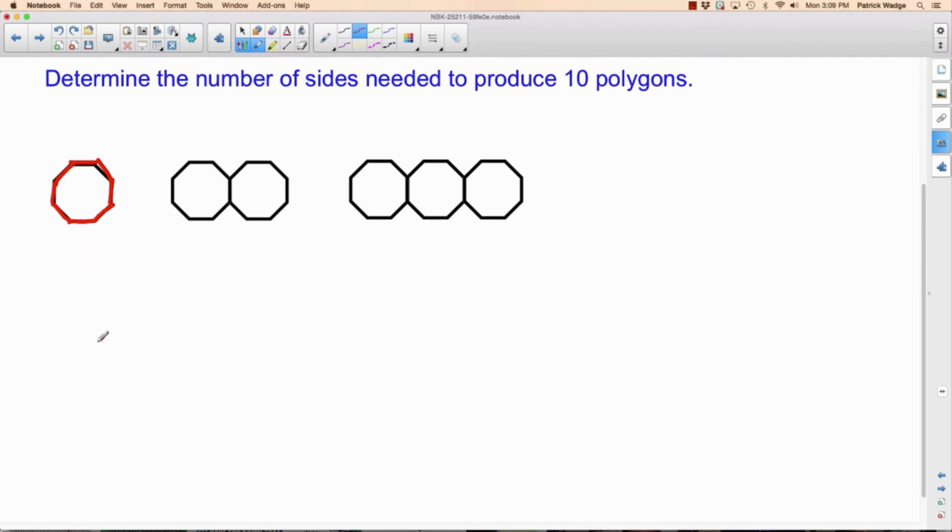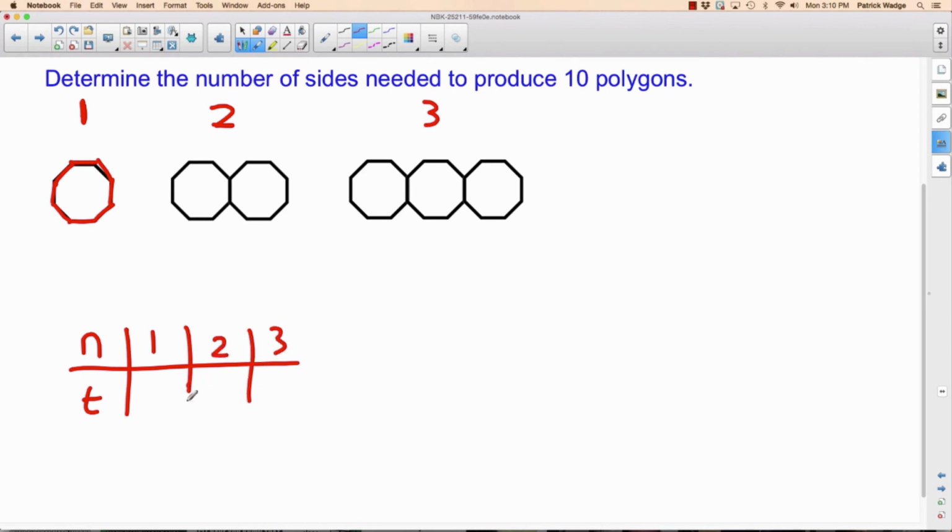So I'm actually going to set up one of my tables, the n and t table. Let's do that. When n is 1, in other words, the first shape, this is my second shape, and this is my third shape. So 1, 2, 3. This is what I'm interested in. And then I'm interested in 10 after that. Okay, that's what the question is, what goes there.